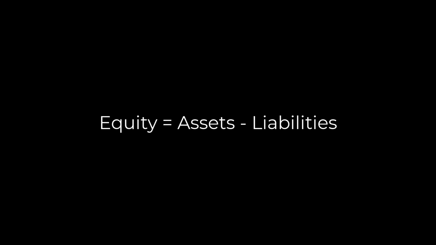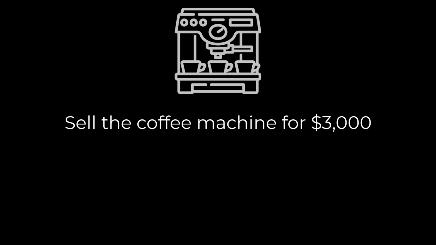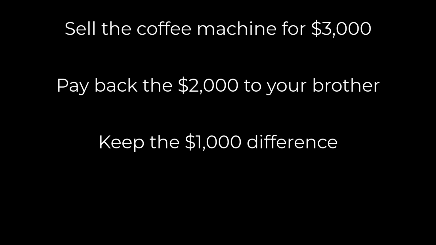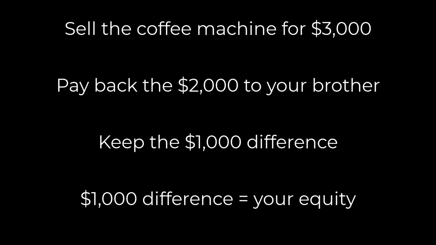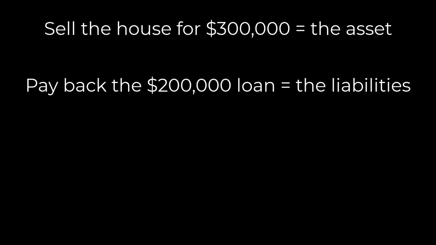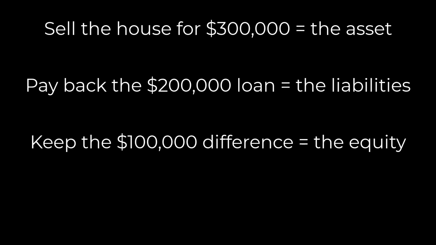The equation, equity equals assets minus liabilities, might be helpful. Say you decide to sell your coffee machine, and let's assume you get the full price back of $3,000. How much equity would you get back? Well, you can sell the coffee machine for $3,000, pay back your brother $2,000, and keep the $1,000 difference. The $1,000 difference is your equity. It's the same for the house. You could sell the asset, the house, for $300,000, pay back the liabilities, the loan from the bank, that's $200,000, and keep the difference, $100,000, which is the equity.